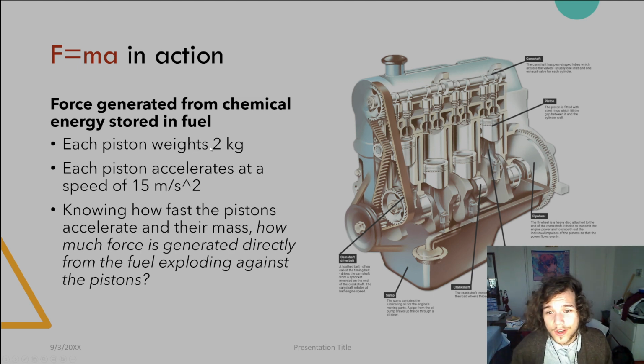So if we know a piston weighs 2 kilograms, each piston is 2 kilograms, and we know that it accelerates at 15 meters per second squared, we can ignore these in kilograms. We just need to know that 2 mass times 15 acceleration equals 30 newtons of force. That's it. Each piston generates 30 newtons of force as the fuel is exploded.